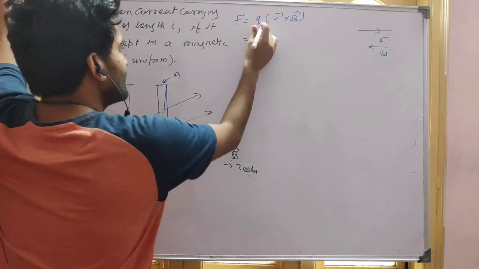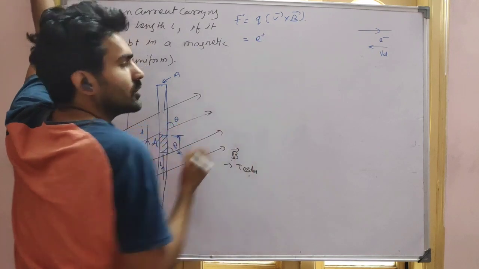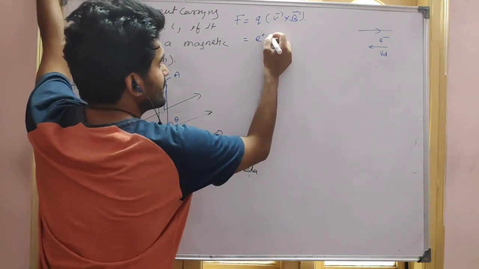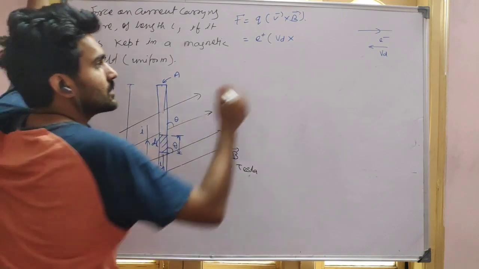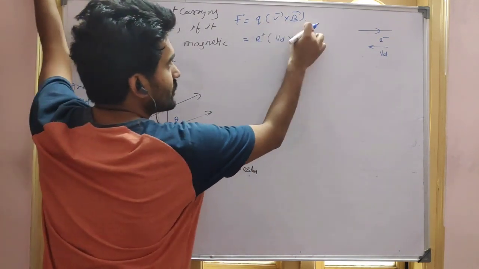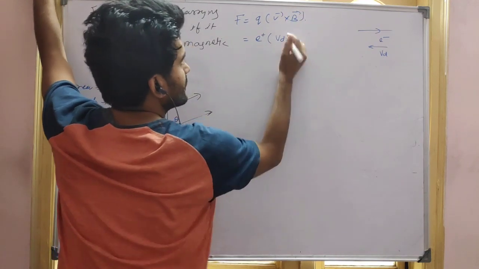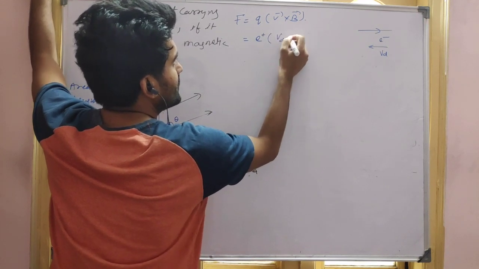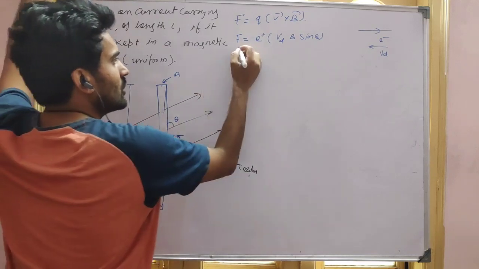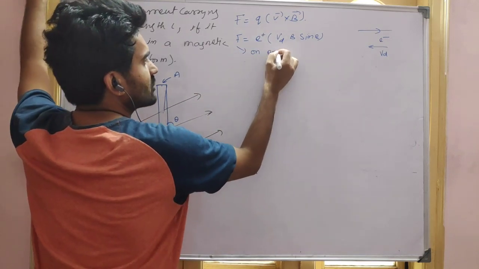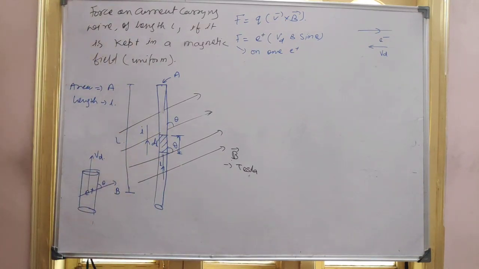So what is the charge here? The charge is a positron, that is e plus. The velocity is Vd, and the magnetic field is B. If you open the cross product, you will get e Vd B sine theta. Yes, this is the force on one positron.